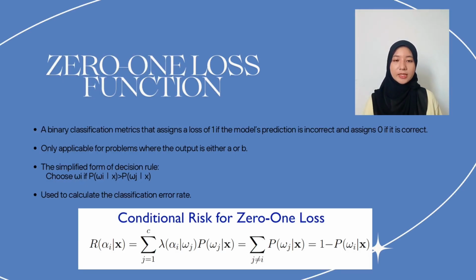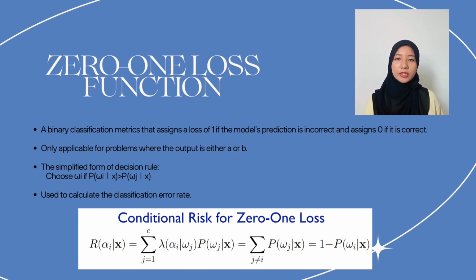This slide explains the zero-one loss function, which is commonly used in classification problems. The zero-one loss function is very simple, where it gives a loss of 1 if the prediction is incorrect and a loss of 0 if the prediction is correct. The decision rule for this is very simple, where we choose the class with the higher posterior probability to avoid the chances of being incorrect.